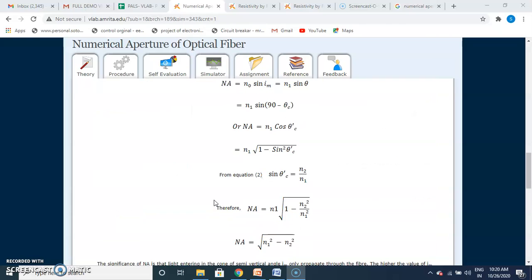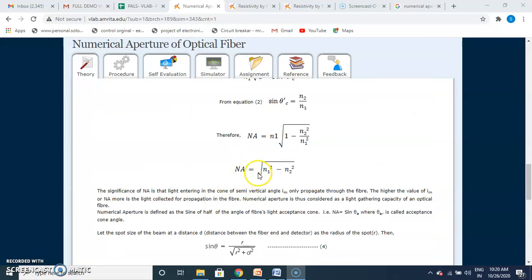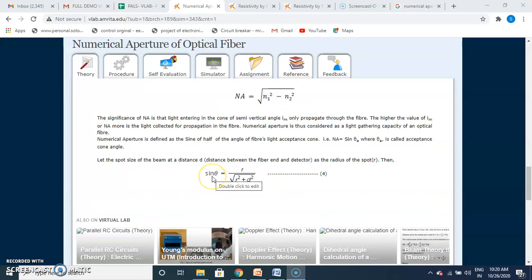The formula for the numerical aperture is: numerical aperture is equal to the root of n1 squared minus n2 squared, where n1 is the refractive index of the core and n2 is the refractive index of the cladding. And then from this, we are going to determine the acceptance angle. Sine theta is equal to r by root of r squared plus d squared, where theta is the acceptance angle, r is the radius of the spot, and d is the distance between the fiber and the detector. We are going to see it in the simulator experiment.